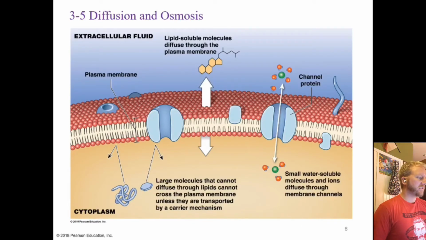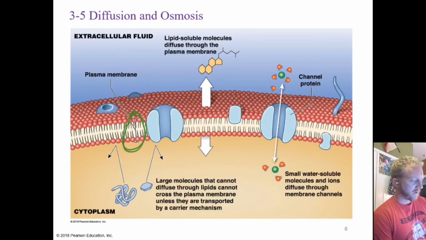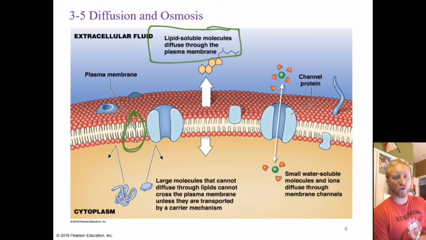So here's a diagram of a standard cell membrane. We've got our phospholipids right here as part of the plasma membrane. Now there are some things like right here, the lipid-soluble molecules will actually pass through the membrane without any help. They just sort of slide right through it like water through that shirt.